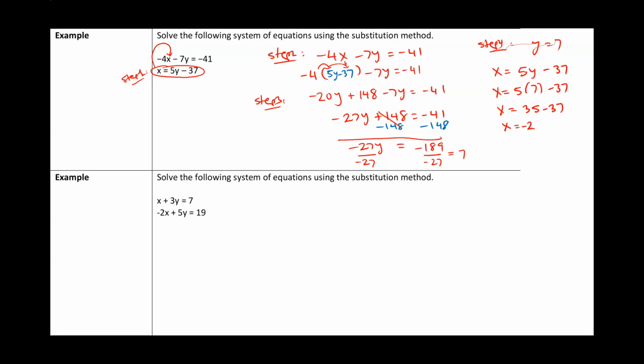We always write the answer as an x and a y coordinate. So my x coordinate is negative 2, my y coordinate is positive 7, and that is my solution. Of course, you should always go back and plug it in to make sure that this is correct. The third equation, x plus 3y equals 7 and negative 2x plus 5y equals 19, we will save this one for class.